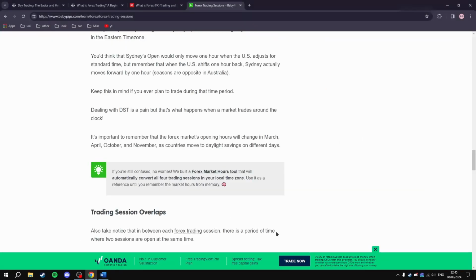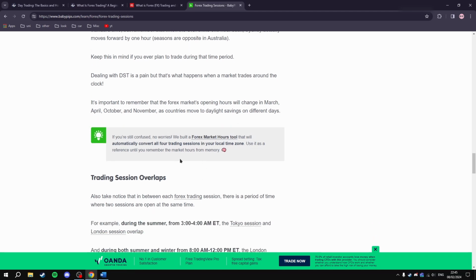If you're still confused, no worries, we built a Forex market hours tool that will automatically convert all 4 trading sessions in your local time zone. Use it as a reference until you remember the market hours from memory.